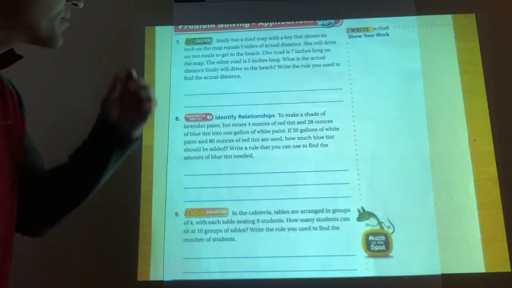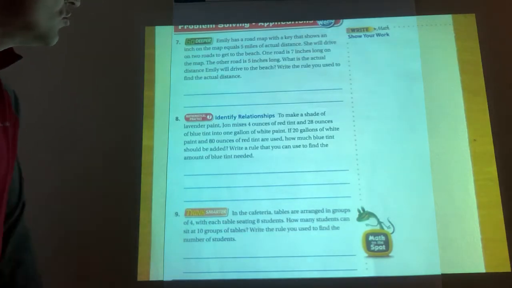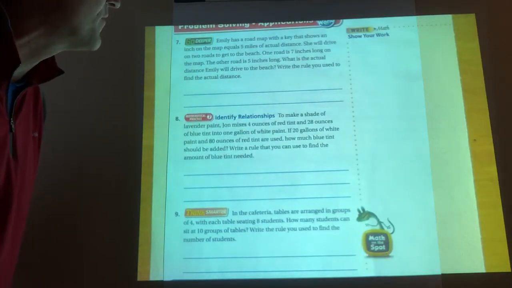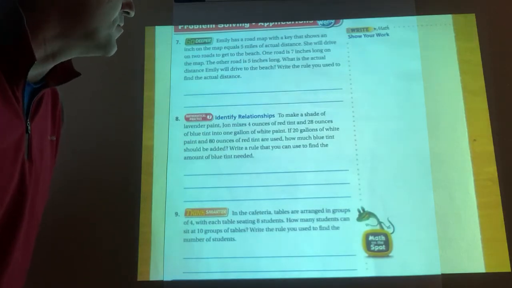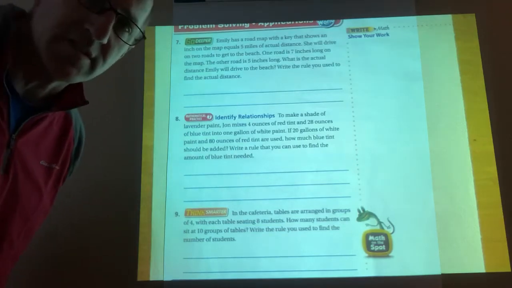Emily has a road map with a key that shows an inch on the map equals 5 miles of actual distance. She will drive on 2 roads to get to the beach. One road is 7 inches long on the map, and the other road is 5 inches long. What is the actual distance Emily will drive to the beach? Write your rule, the rule you use to find the actual distance.